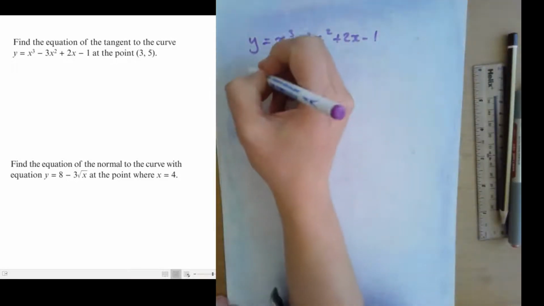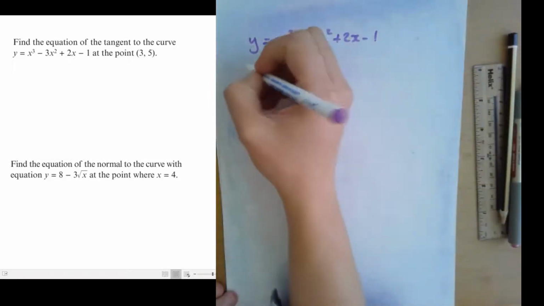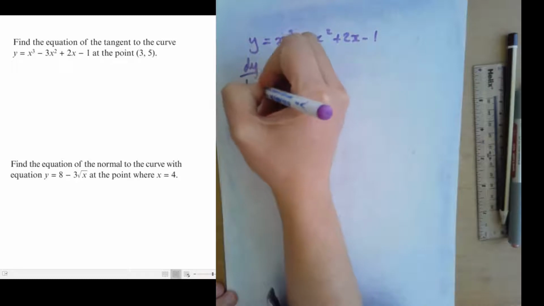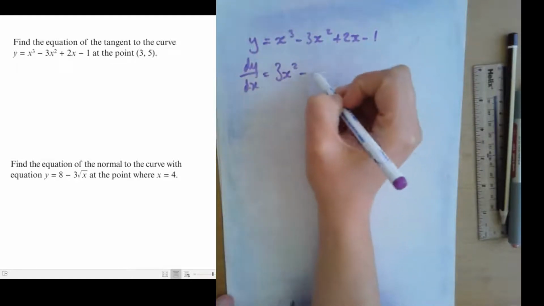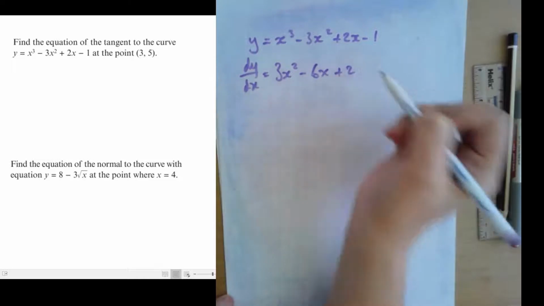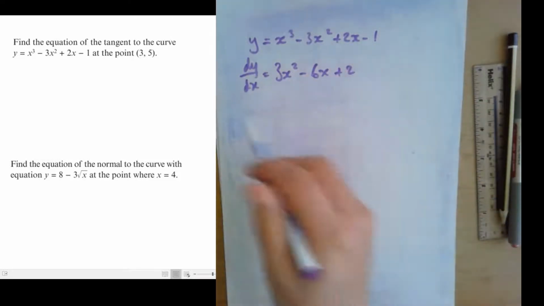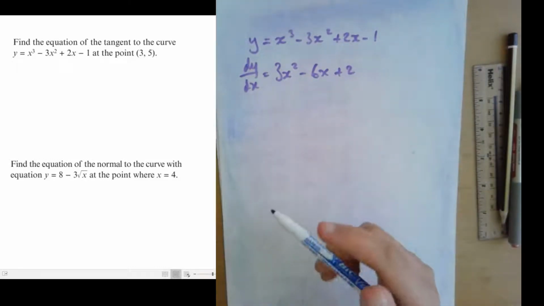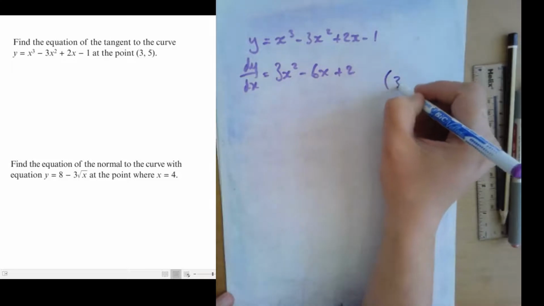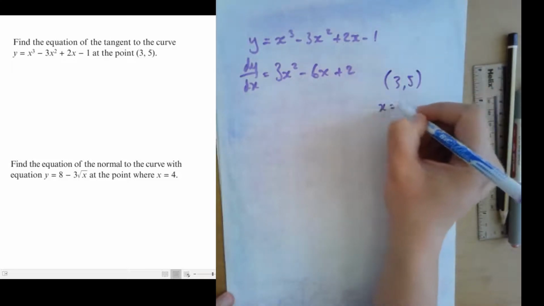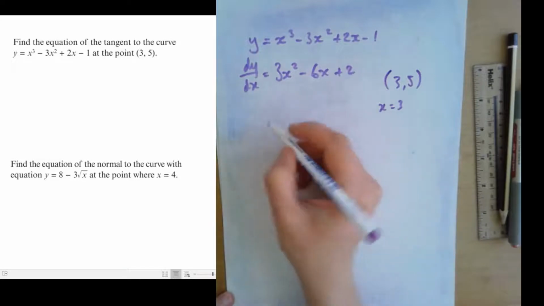Okay, so because it's differentiation, obviously, what's an easier way of finding out the gradient? You find out the differential. So the differential in this case is 3x squared take away 6x plus 2. Okay, so you should remember this from a previous lesson. If you don't know how to differentiate, obviously just go back to that one. Okay, but they've given us that point (3, 5). So because they've given us that, I know x equals 3. So I need to find out the gradient when x equals 3.